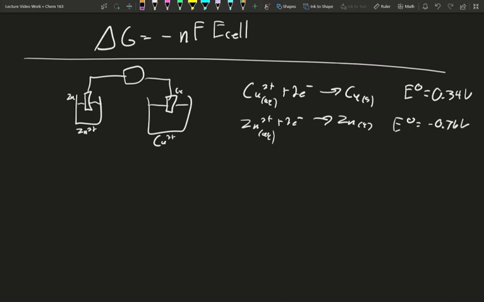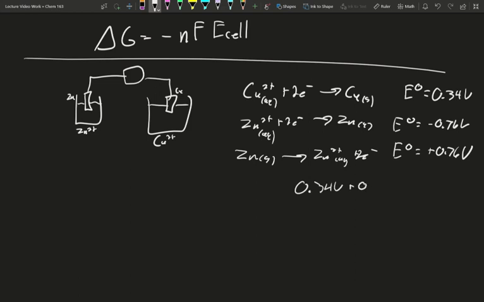The zinc has a lower potential, so it's going to get oxidized. The copper has the higher potential, it's going to get reduced. So we'd want to flip this around. Our zinc solid is going to break apart to become zinc 2 plus and 2 electrons, and those electrons will go into the copper. Well, flip the reaction, you flip the sign. Add this together, 0.34 volts plus 0.76 volts for 1.10 volts. Standard state says that this should be 1.10 volts.